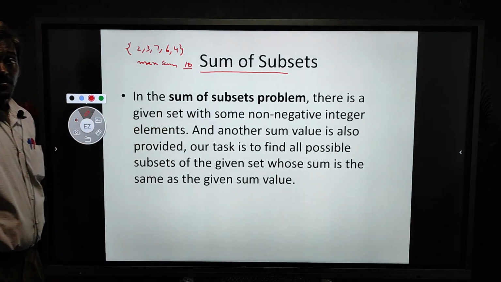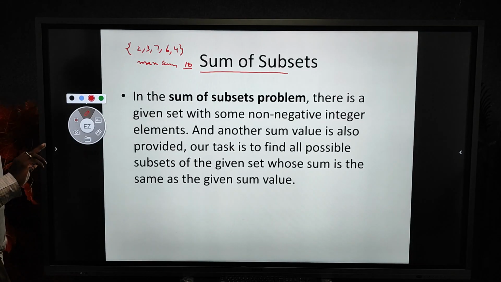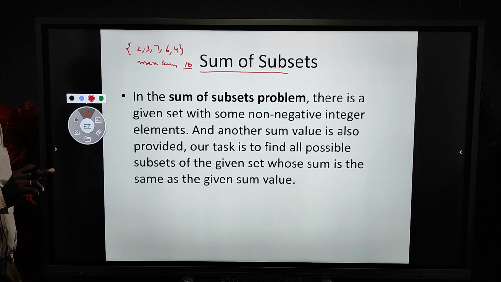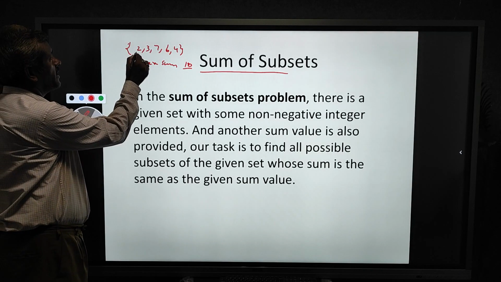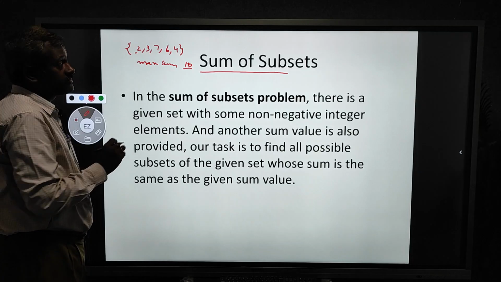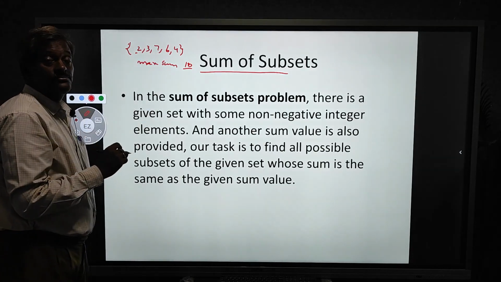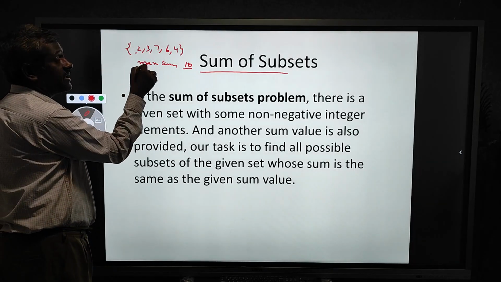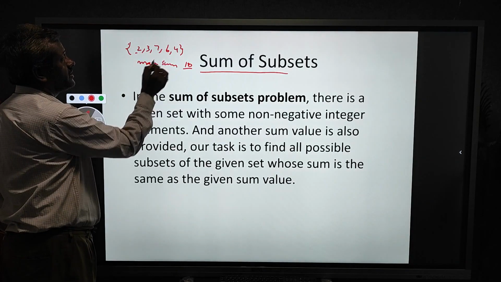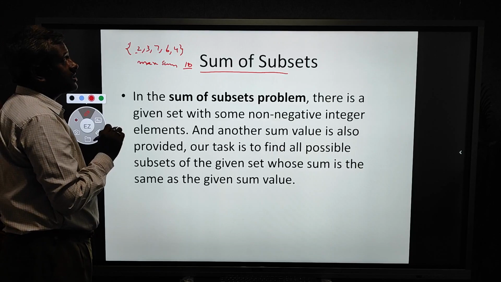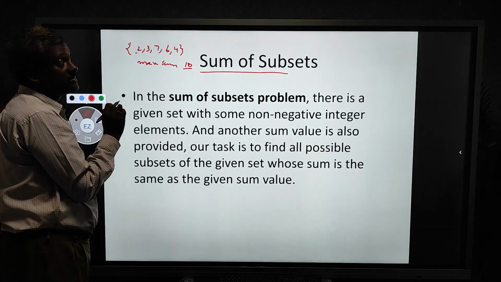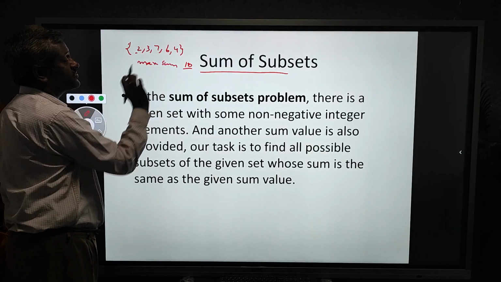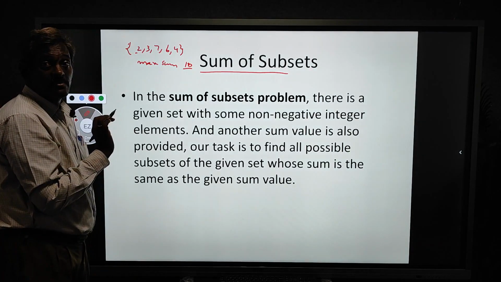Now I am going to check the possible solution, the combination of which and which elements gives a sum of subset as 10. Probably if I add 2 plus 3, 5, 5 plus 7, 12. So that is not possible. Or I take another combination, 2 plus 3, 3 plus 6, that is also not possible. 2 plus 3 is 5, 5 plus 4 is 9, that is not possible.